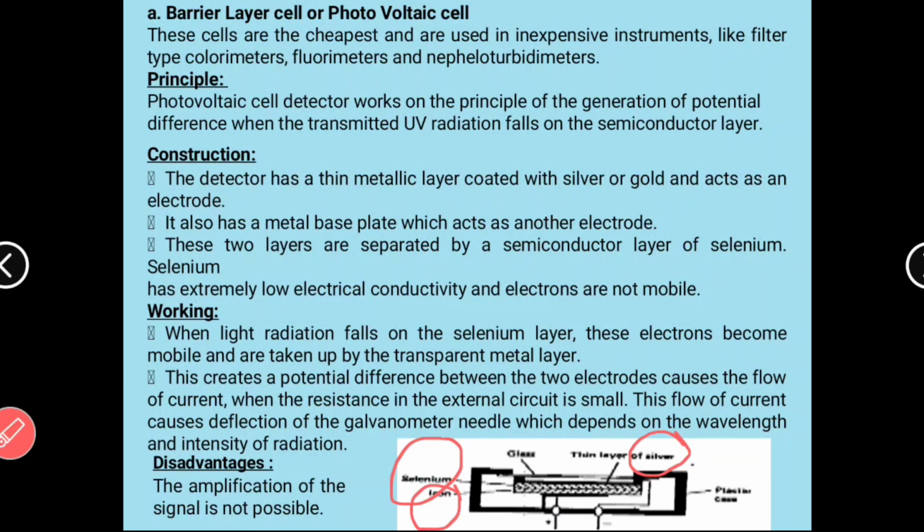This flow of current causes deflection of the galvanometer needle, which depends on the wavelength and intensity of radiation. The disadvantage with the photovoltaic cell is that amplification of the signal is not possible.